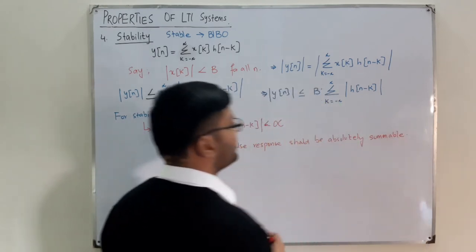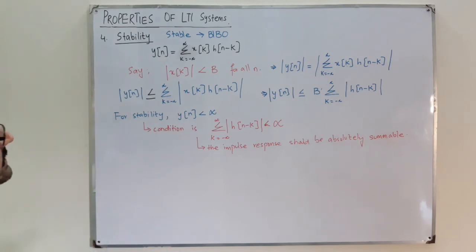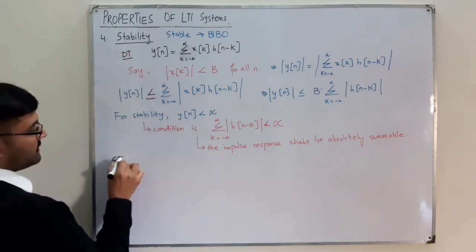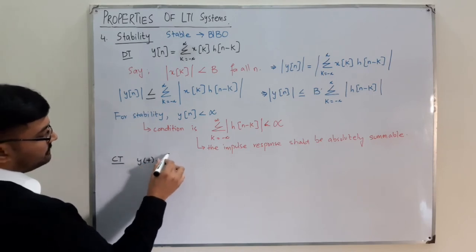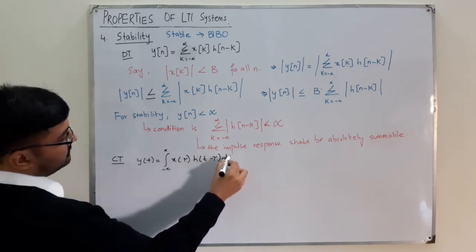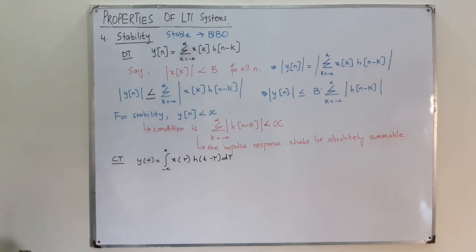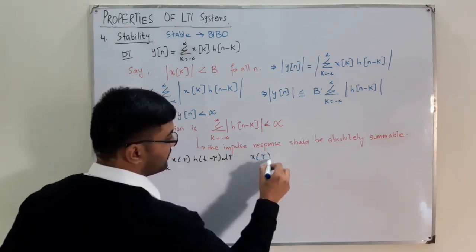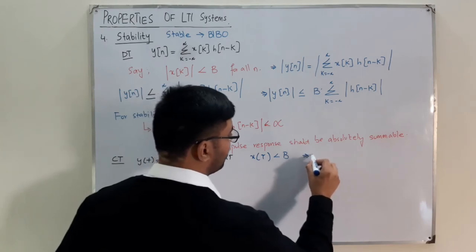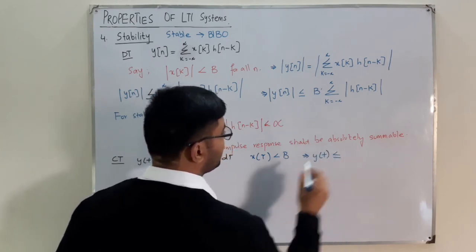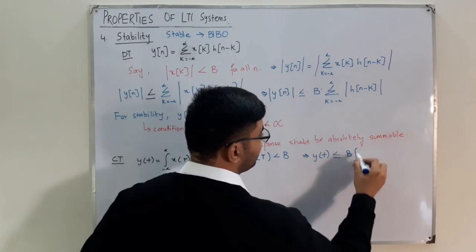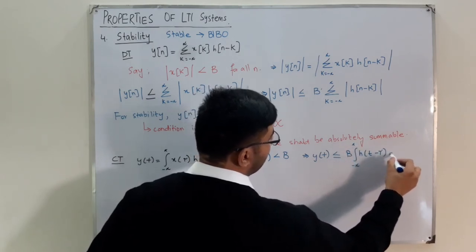Now I remembered integrable because I wanted to have the discussion on continuous time as well. If this is your discrete time, for continuous time y of t would be like this. Let x of t again be bounded, so the absolute value of x of tau is less than some finite value b. Putting it in the integration, y of t is less than or equal to b times the integration from negative infinity to positive infinity of h of t minus tau with respect to tau.